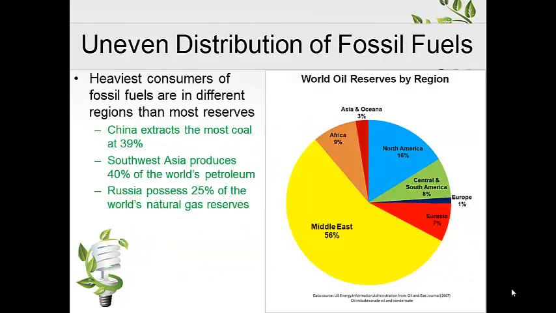All right, uneven distribution of fossil fuels. Here, heaviest consumers of fossil fuels are actually in different regions than most reserves, right? So we know that North America uses the most fossil fuels, and we can see here that Southwest Asia, all right, produces the most of the world's petroleum at 40%. China, in fact, extracts the most coal at 39%, and the world's largest natural gas reserves are located in Russia.